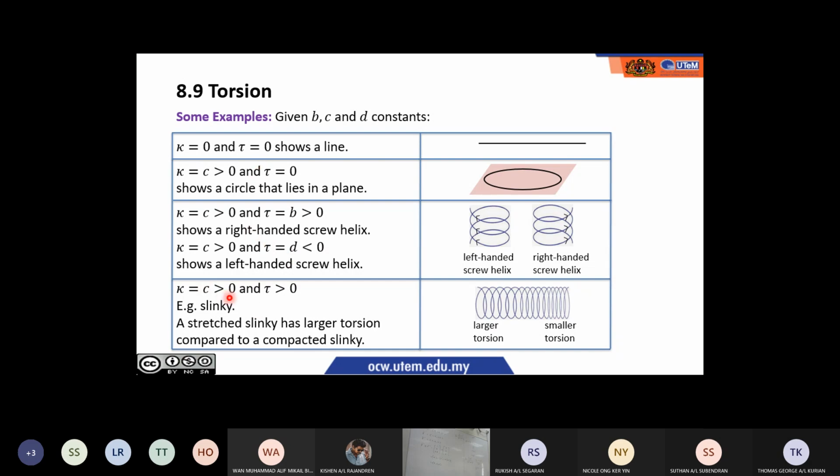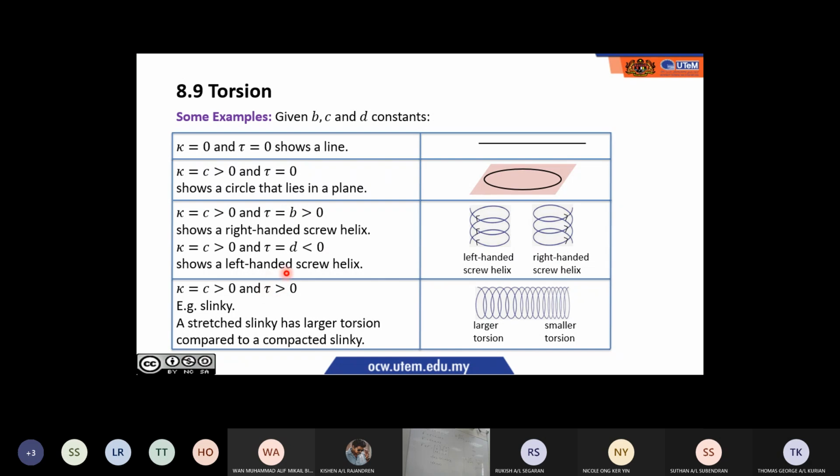Now the last one. Curvature is still a positive constant, so we can expect to have a circle, and the torsion is positive. You see the difference between this one and this one: this is positive, this is also positive, but this one has a constant torsion, always the same. But in this one, torsion may be different.